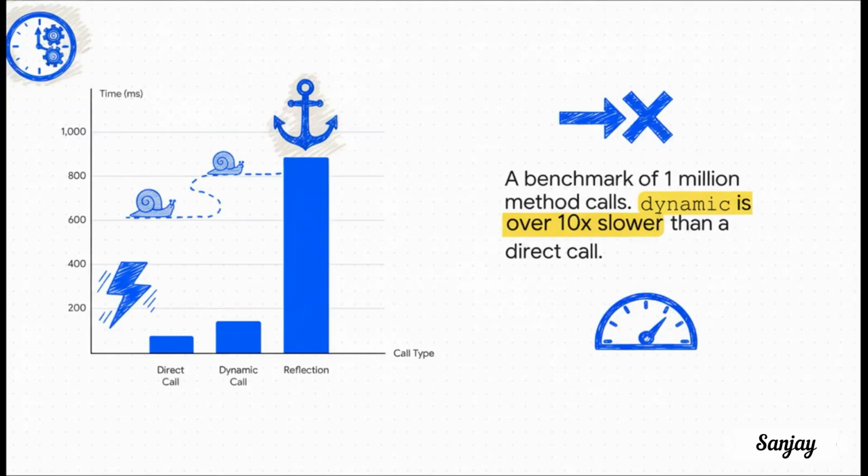And let's talk about performance. This chart shows it all. Look at this. A dynamic call is more than 10 times slower than a normal direct call. Now, to be fair, it's way, way faster than old school reflection, but that's still a pretty significant performance hit that you absolutely have to be aware of before you start using dynamic everywhere.